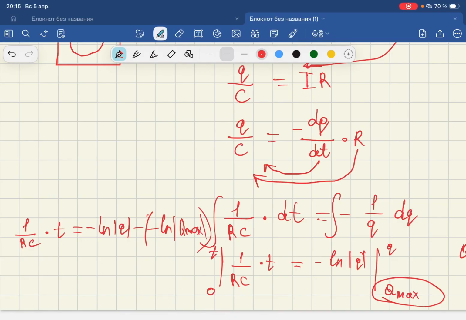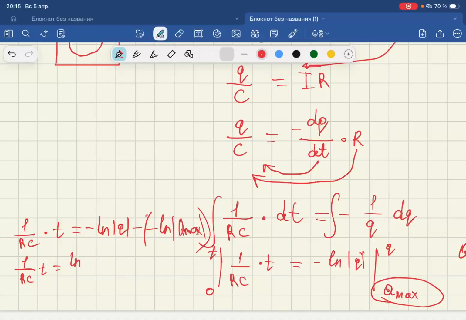After putting all the givens, we take that equation: 1 divided by RC times T equals, if we open the brackets, we can take that ln in the bracket, in the modulus. We can say that q max divided by q, because of the ln's capability. So in that case we can find the q.